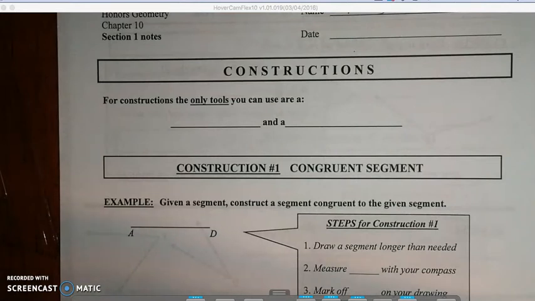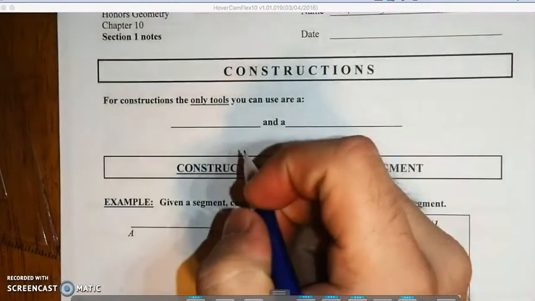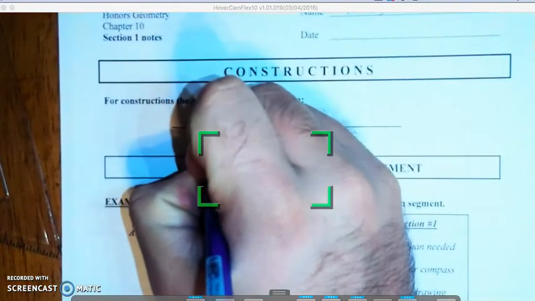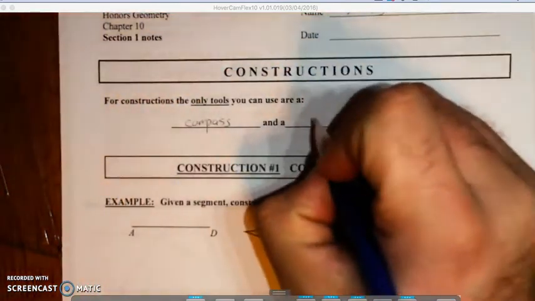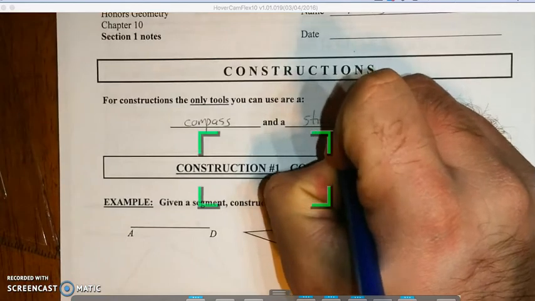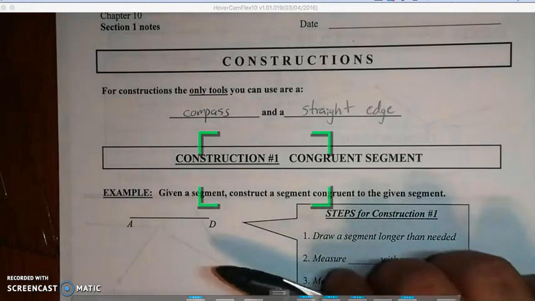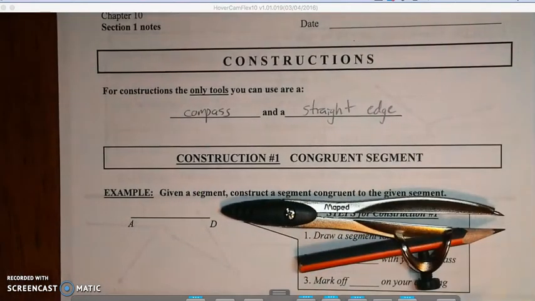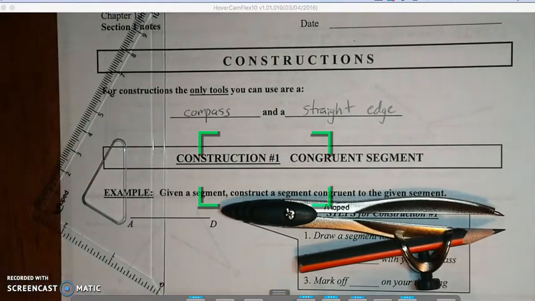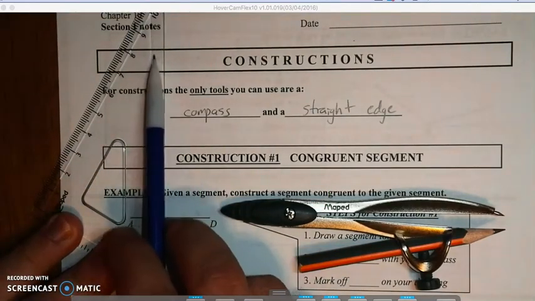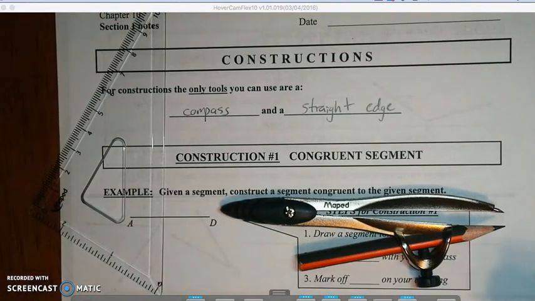In Section 1, we started constructions, and this kind of goes back in time before you had protractors and rulers where you can measure things. So the only tools we're going to have are a compass and a straight edge. All we get is this compass and then the straight edge. I know I have a ruler here, but I'm going to use the one that's not marked, because when we copy things now, we can't just measure them and mark them out. We have to use these two tools.